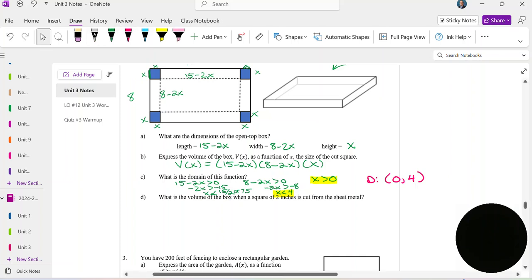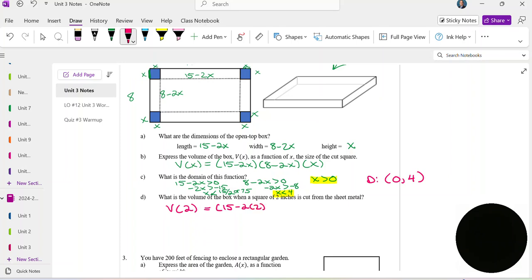So the volume of the box when you have a square 2 inches cut from the sheet metal, so the volume when you have 2 inches cut is 15 minus 2 times 2 times 8 minus 2 times 2 times 2. So it's equal to 15 minus 4 is 11 times 4 times 2. So it's equal to 44 times 2, 88 cubic inches.